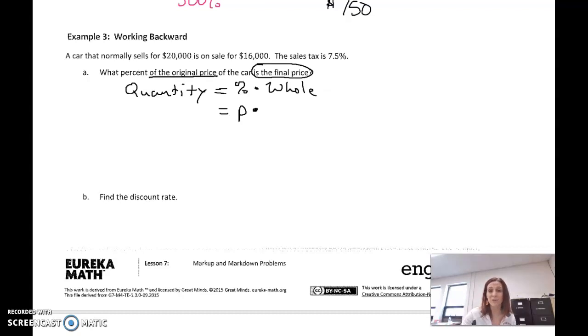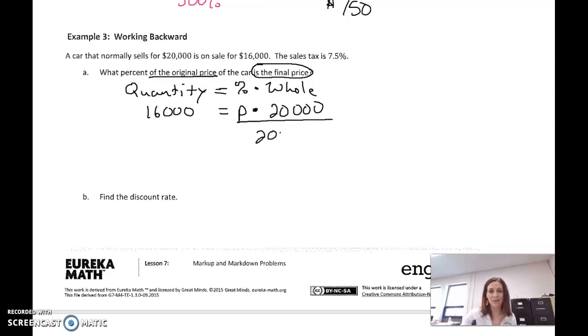Okay, so our final price is going to be the quantity. So notice up here it says a car that normally sells for $20,000 is on sale for $16,000. Okay, so this is the final price. That's $16,000 right here. And the wholesale is $20,000. Okay, that's what it was originally, normally. Right? What are we solving for?